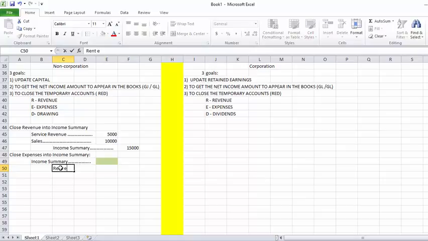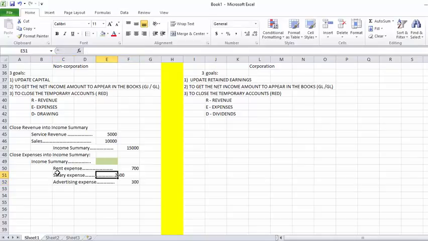So let's say we've got rent expense for $700. Let's say we've got salary expense for $2,500, and let's say we also have advertising expense. I'm sure we would have a lot more than this, but let's say that's $300. Let me just fix this. Put that $2,500 here. So what we would do then is add up all of those credits and put the total as our debit to income summary.